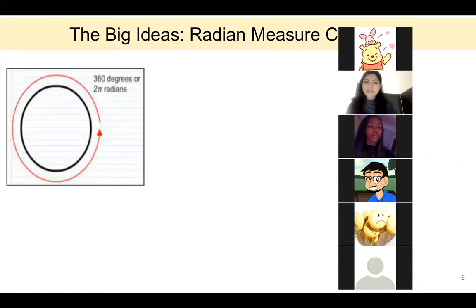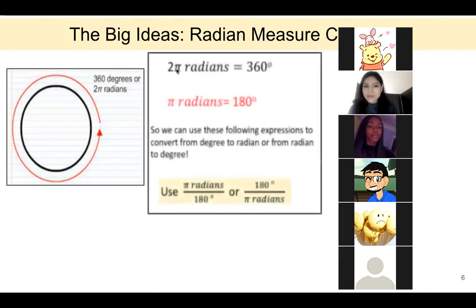On the Desmos activity, we imagined how many radiuses cover the circumference of the circle. The answer was about 6.28, which is equivalent to about 2 pi. So that's where that came from. So 360 degrees is equivalent to 2 pi radians. We took this equivalency and created an equation: 2 pi radians equals 360.